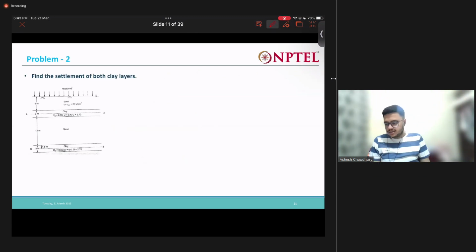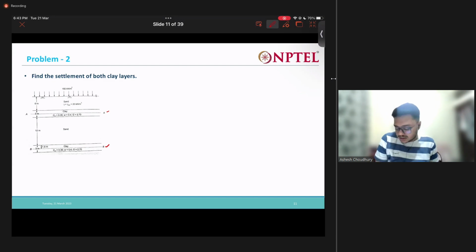Now let us move to the next problem. Here one figure is given to us, and we are asked to find the settlement of both the clay layers. This is one clay layer A, and this is another clay layer B. We can also see that an increase in stress of 150 kilonewton per meter square is given, which is acting all over. So we need to find the settlement of both the clay layers.